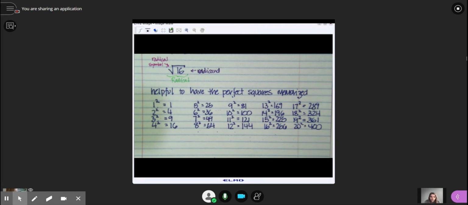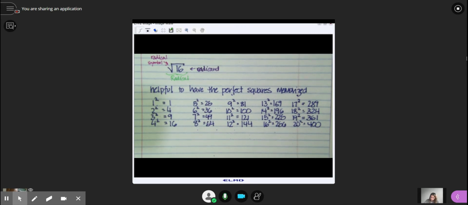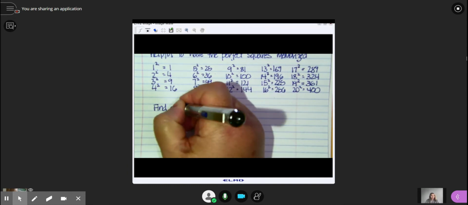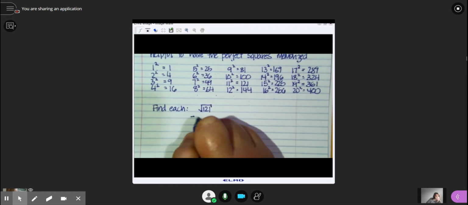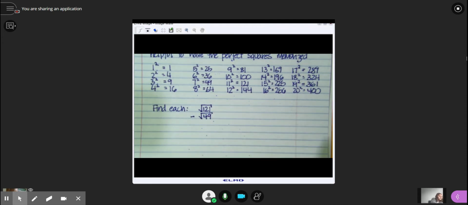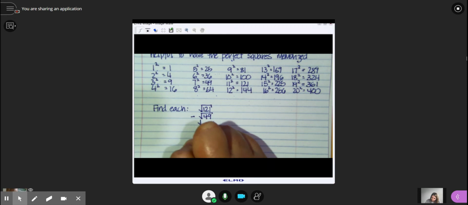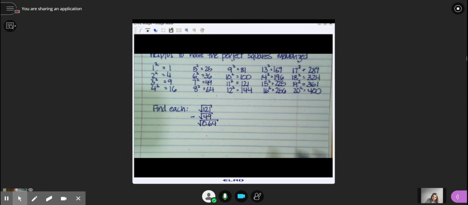Now, that's not to say you won't have a calculator. You will. So you can use your calculator to find the square roots. Ones like the square root of 121, or the negative square root of 49. But how do you do the square root of 0.64? Or the square root of 1 over 25?